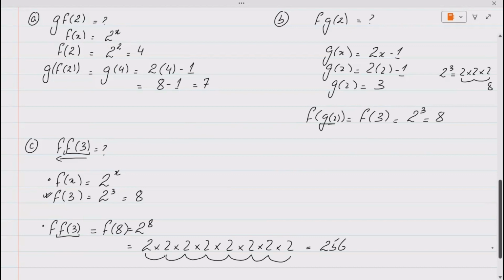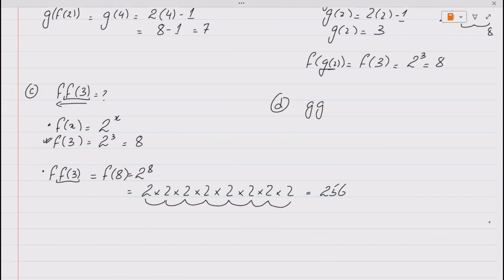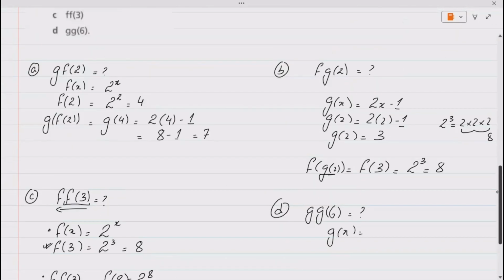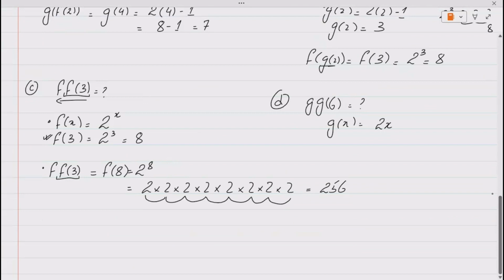Okay, let's do part D, which is g of g of 6. So we have to apply g 2 times. g of x is 2x minus 1. So g of 6 is 2 into 6 minus 1. So 12 minus 1 is 11.